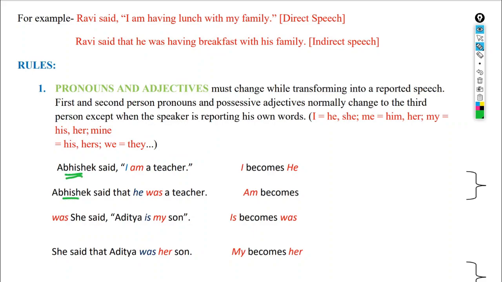So particularly when we are talking about the narration, the speaker is always the third person. A person is talking and another third person is reporting. So in that case, you see the changes. This I is related to Abhishek, because Abhishek said, I am a teacher.